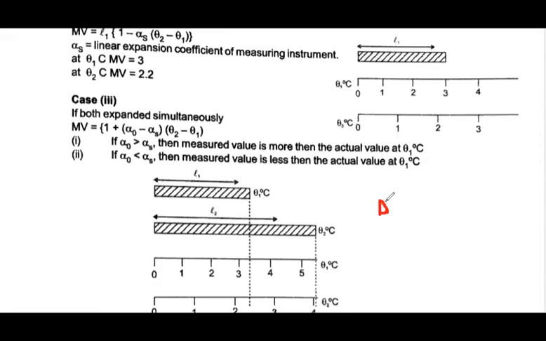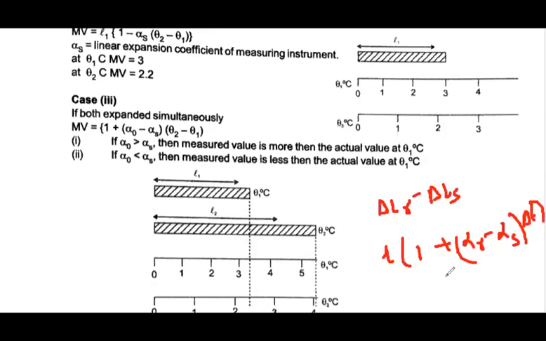Delta L of rod minus delta L of scale. Since you have to consider the actual length to be the same, the scale will also read the same without expansion. Because the alphas are different, L is common, so it will be L times (alpha rod minus alpha scale) into delta T. Yes or no? This is L2. Depending on this value, if it is positive, then L2 is more than L, and if it is negative, then L2 is less than L. Got it?